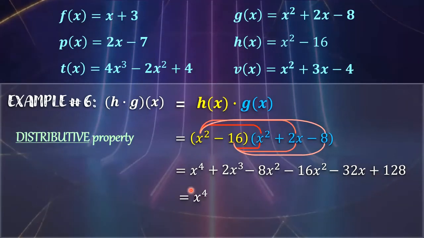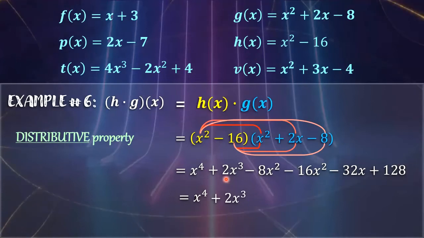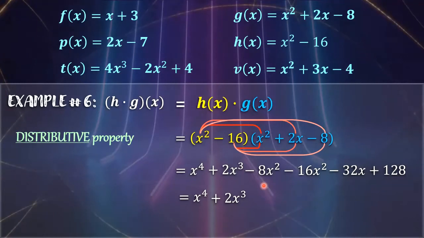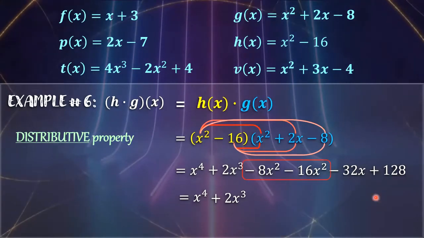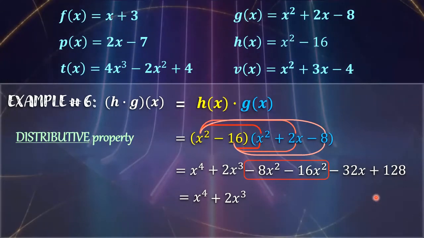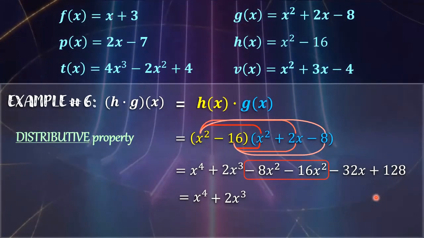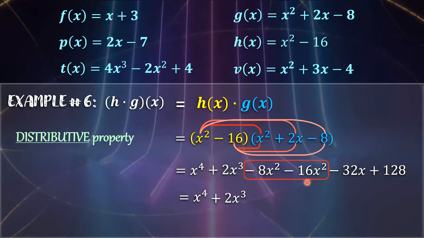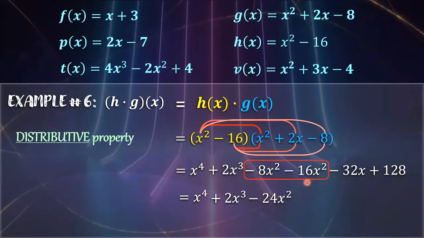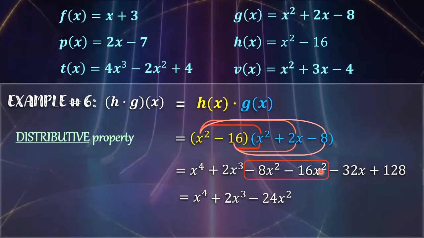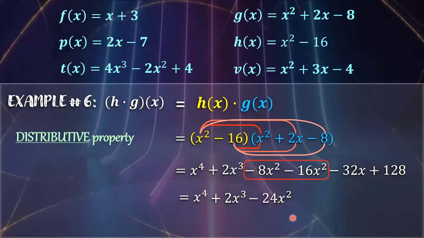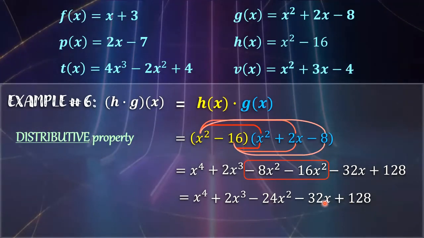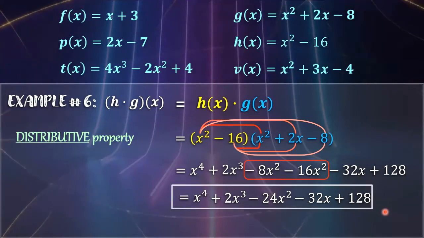Simplify, bring down x raised to the power of 4 and 2x cubed, because we can't combine them with the other terms. The only ones we can combine are negative 8x squared and negative 16x squared. Same sign, add 8 plus 16, that's 24. Then copy their common sign and their common variable. So, negative 24x squared. And then bring down negative 32x and plus 128. And that is our final answer.